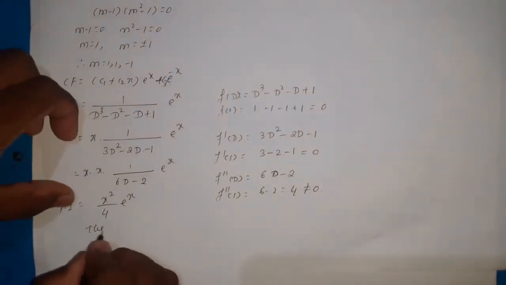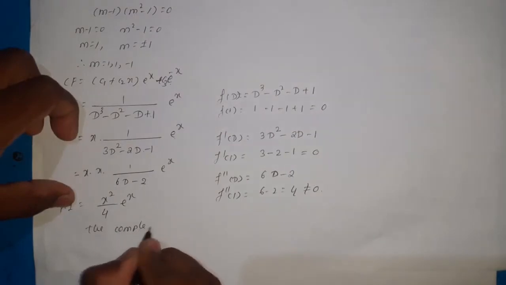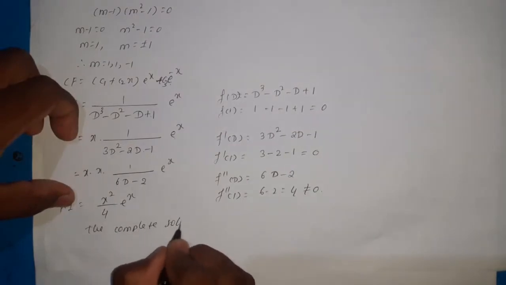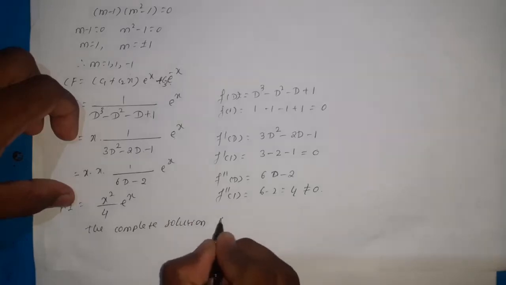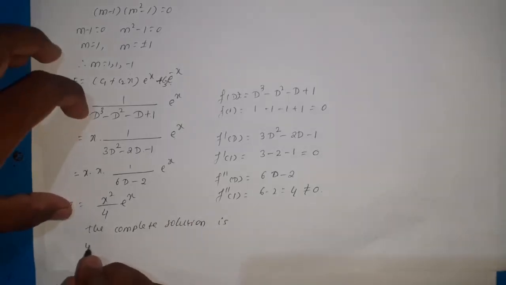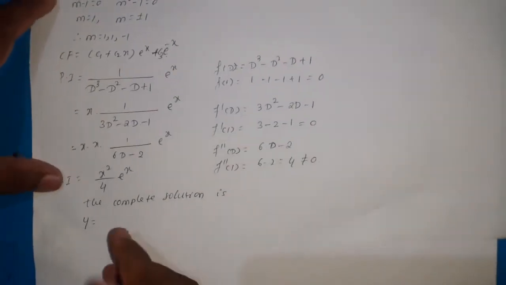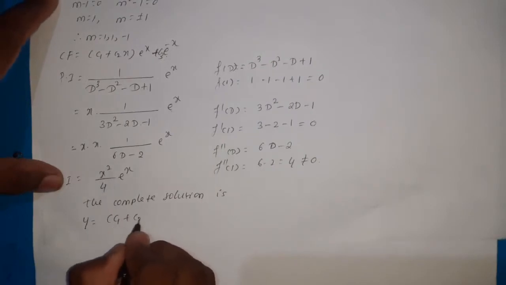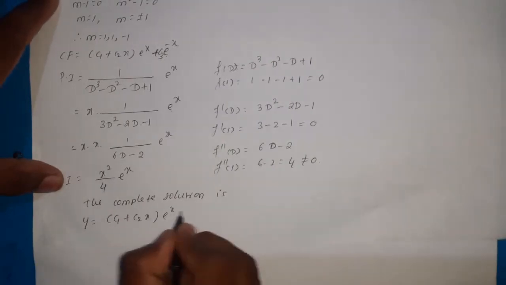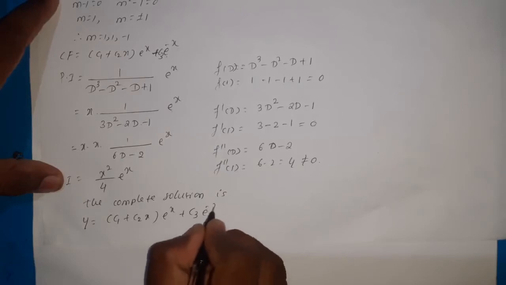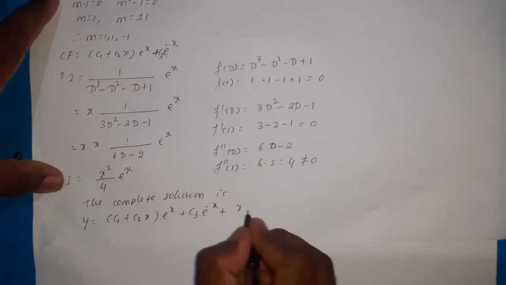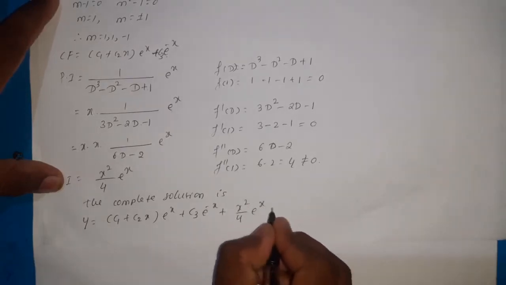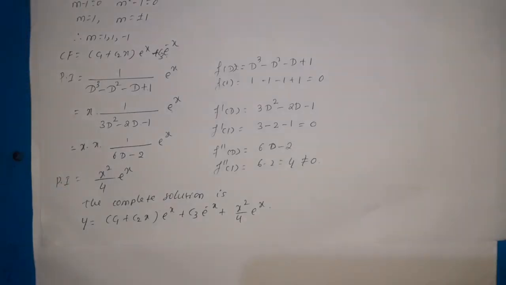Then the complete solution is y is equal to (c1 plus c2 x) e power x plus c3 e power minus x plus x square by 4 into e power x, which is the required complete solution.